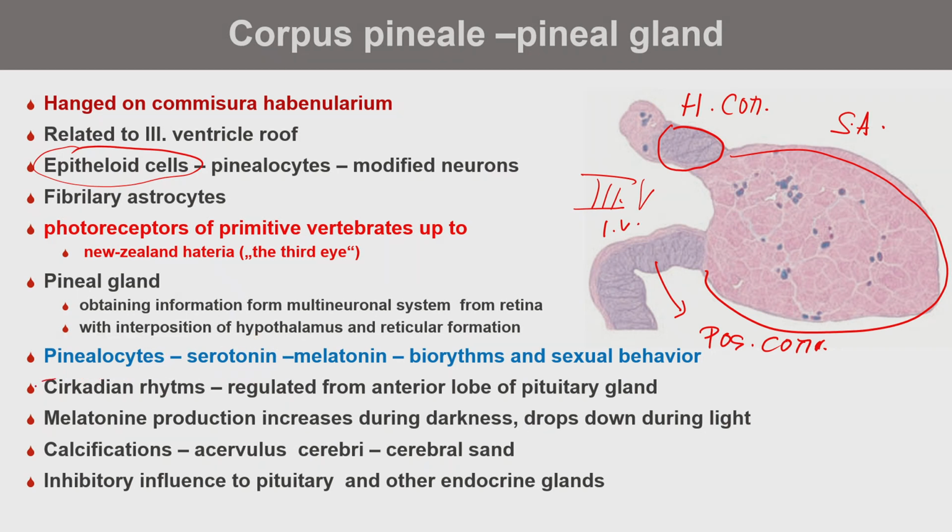So circadian rhythms are regulated from the anterior lobe of the pituitary gland also. So it's important that the corpus pineale cooperates with the pituitary gland. So melatonin, which is created by the pineal gland, increases its levels during darkness and drops when it is daylight.